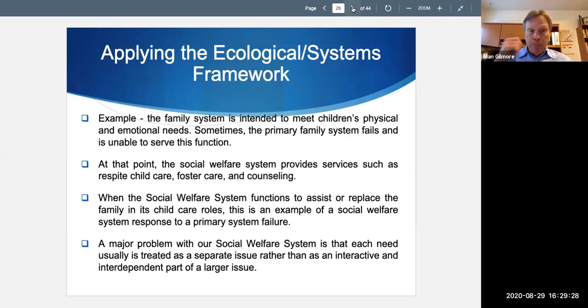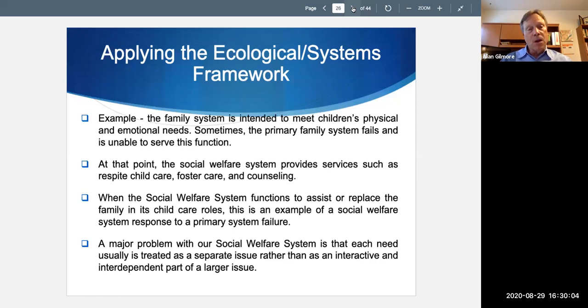So here's an example. The family system is intended to meet a child's physical and emotional needs. That's what families are intended to do. Sometimes the primary family system fails and is unable to serve this function. At this point, the social welfare system provides services such as respite childcare, foster care, counseling, parenting classes. When the social welfare system functions to assist or replace the family in its childcare roles, this is an example of a social welfare system responding to a primary system failure.